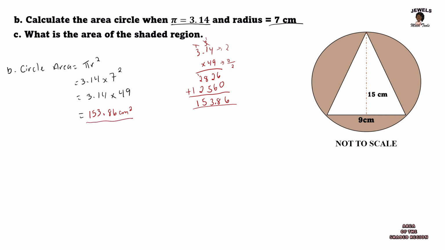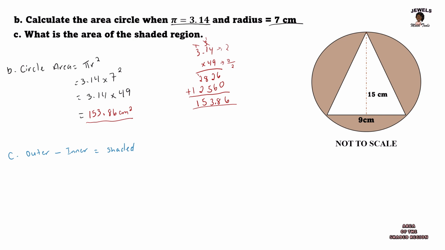So now that we are done calculating the area of our circle, we're now going to answer part C of our question, which tells us to calculate the area of the shaded region. The shaded region is that area that's around our triangle, the lightish brown area. That's the area that we're calculating. So to do that, that means my outer shape will subtract the area of my inner shape to get the area of my shaded region.